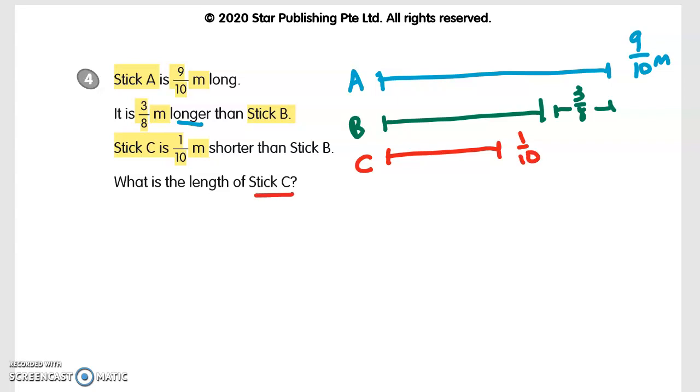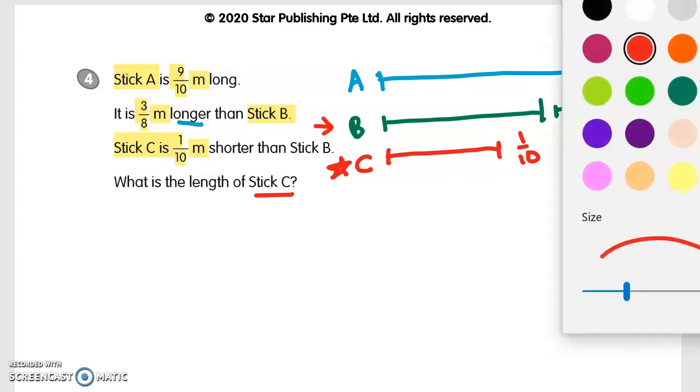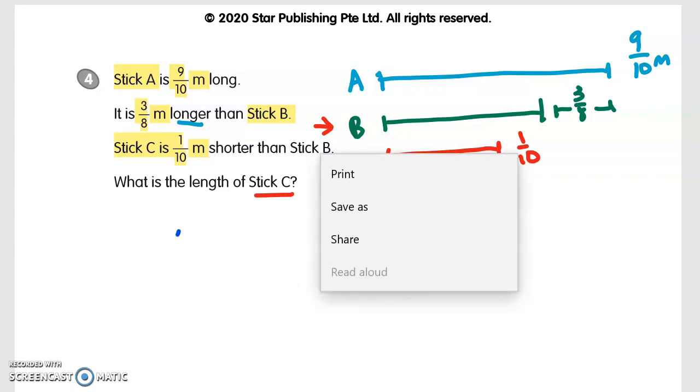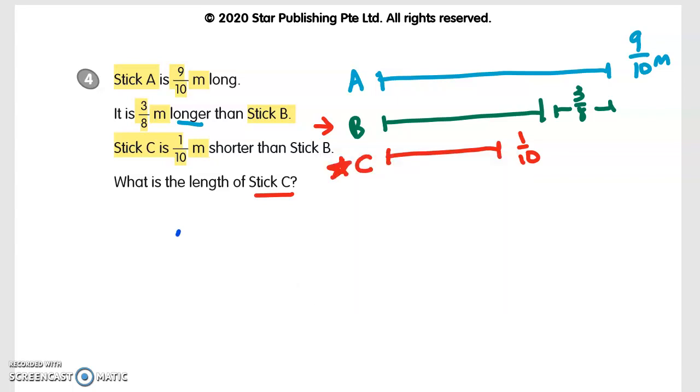In order for us to arrive at stick C, we need to find out what is stick B. So first step is to find stick B. We know it is 3 out of 8 meter shorter, so you have to subtract that away. We have 9 out of 10, take away 3 out of 8.